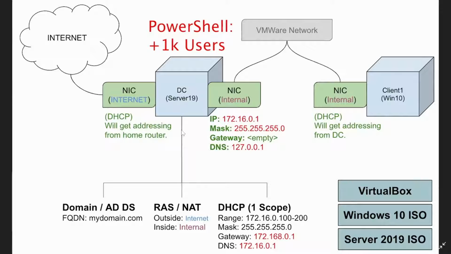Then we're going to configure routing as well, so that the clients on the private network can reach the internet through the domain controller. After we're done with our domain, we're going to be setting up DHCP on the domain controller, so when we create our Windows 10 machine, it can automatically get an IP address. And then the last thing that we're going to do on the domain controller before we create our virtual machine is run a PowerShell script. That's the script where we're going to create about 1,000 user accounts.